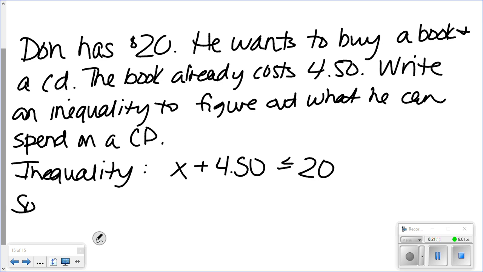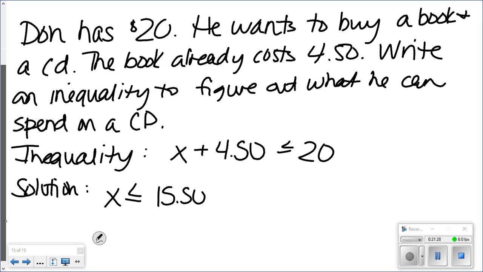And so solving, what's your solution? Matthew? 15.50. Okay, you have to write it in inequality format. So x is less than or equal to 15.50. You know how I got that? Yeah. Okay, so I subtracted 4.50. This is what the inequality or solution looks like.